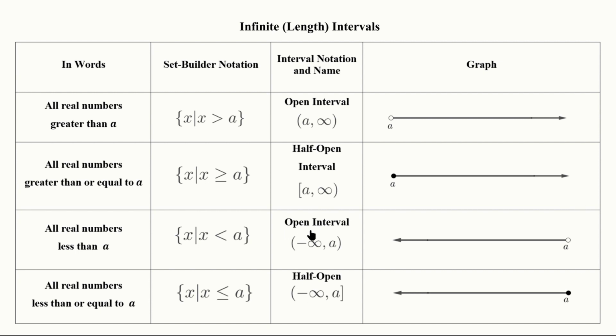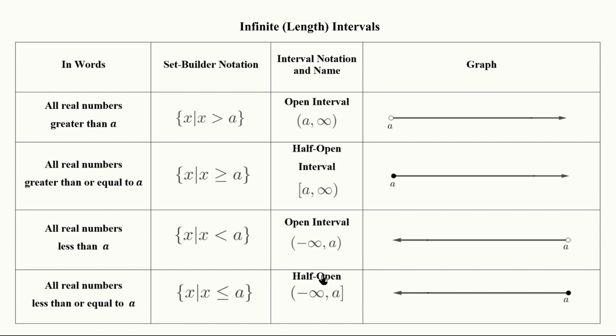Now, if we want all numbers that are less than a given number, like this, all real numbers less than a, we can put it in set builder notation like this: all x such that x is less than a. Now this is an open interval once again because you're going to have parentheses on both sides, and you have negative infinity comma. So where's the starting point? There is no starting point, right? It's going toward negative infinity, so that's why you put negative infinity comma a close parentheses.